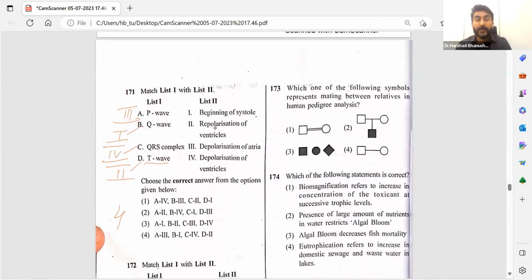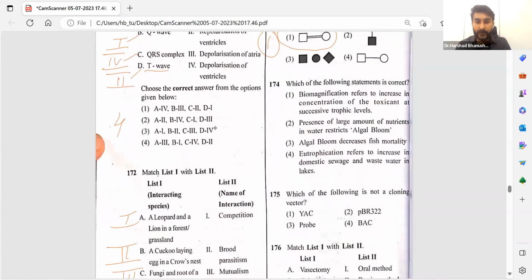What they have talked about is consanguineous mating, which is mating between relatives. That's shown by a double line. That is option number 1.